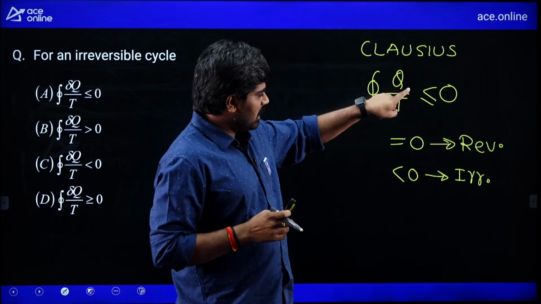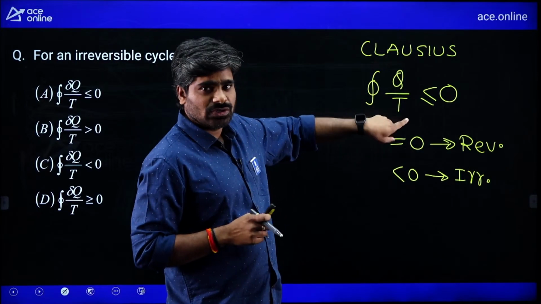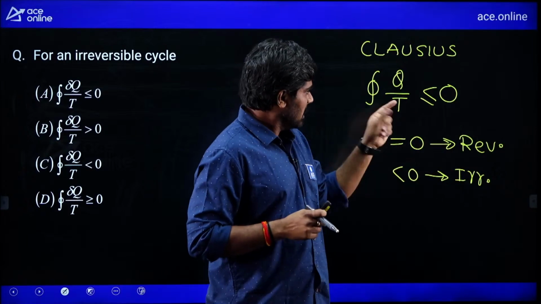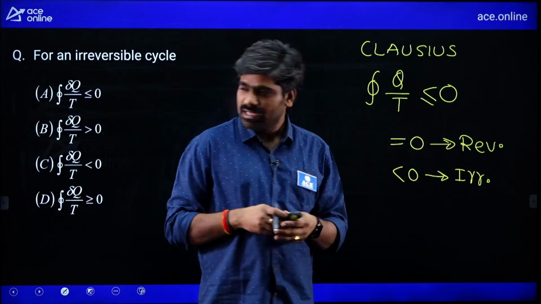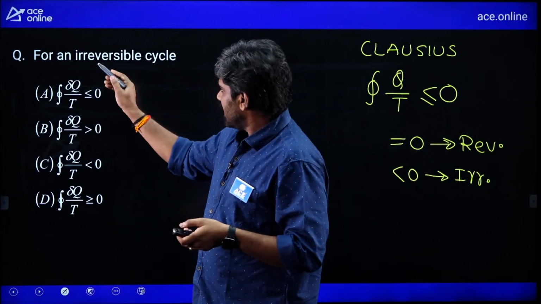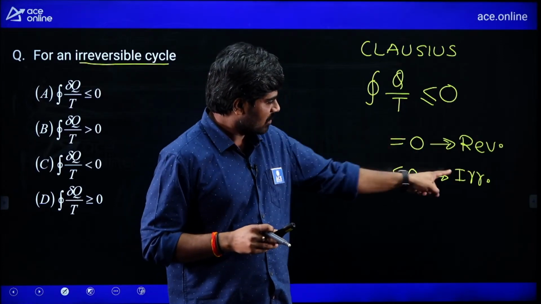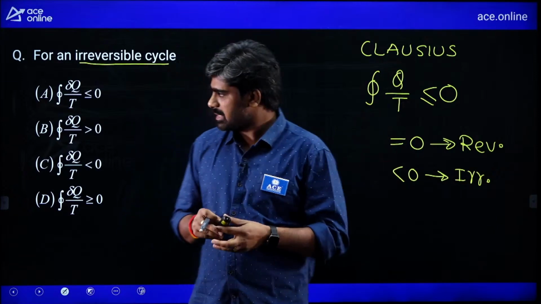So, either it should be less than 0 or it should be equal to 0. Greater than 0, that is an impossible cycle. This is with respect to the cycles. So, equals to 0 reversible, less than 0 irreversible. He is asking for an irreversible cycle, so it should be less than 0.